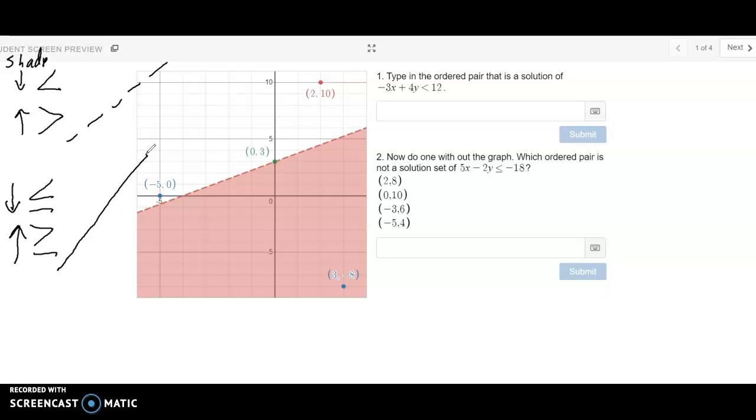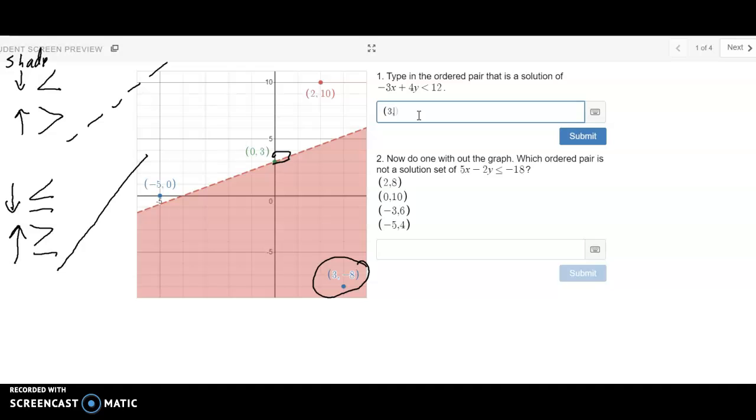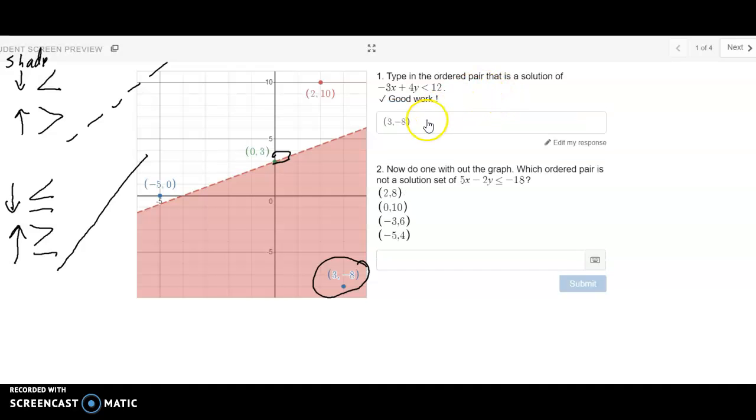On number 1, we have the graph. This graph goes with number 1. And we got 4 ordered pairs. This one is on the dotted line, but it's not part of the solution because it is dotted. The one that is in the shaded region, that is part of the solution. So we're going to type in here, parentheses, 3, comma, negative 8, close parentheses, and it's a point. So you have to put the parentheses, the X and the Y in that order.